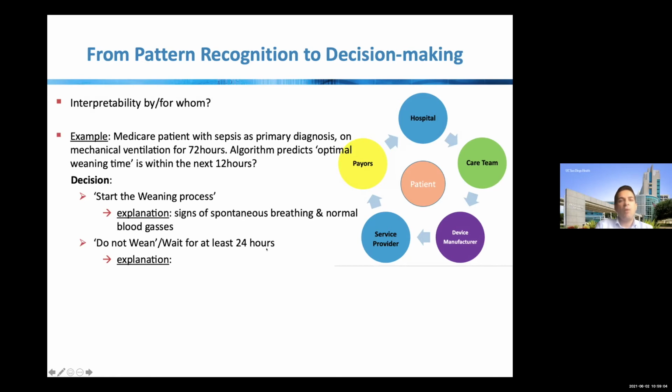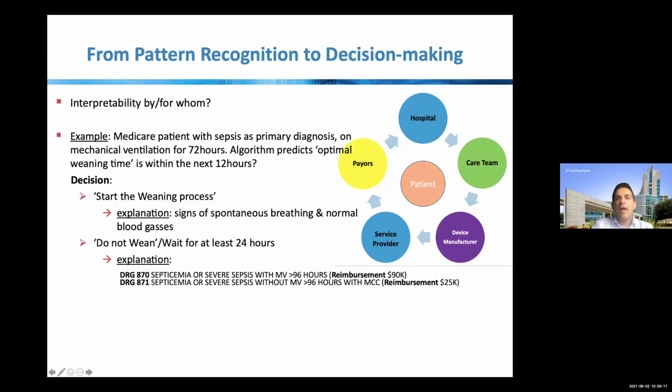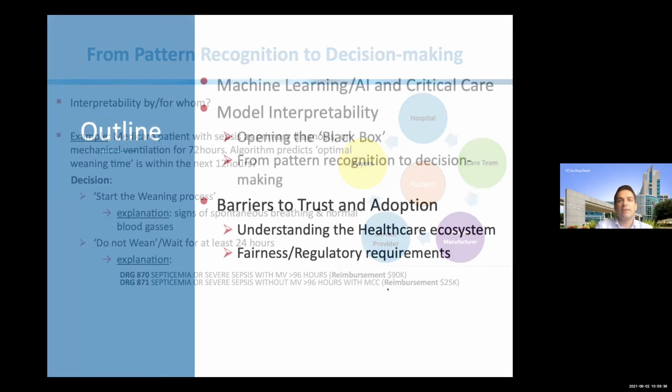And you may wonder why. It turns out that if you look at the reimbursement for sepsis, there is something called DRG codes. If you have severe sepsis and you are on mechanical ventilation for more than 96 hours, then you get $90,000 of reimbursement. If you are on mechanical ventilation for less than 96 hours, your reimbursement might be quite a bit lower. So from the point of view of payers and hospital administration, you may have a very different view of who we should keep on a mechanical ventilator.